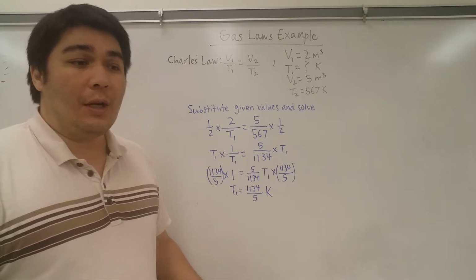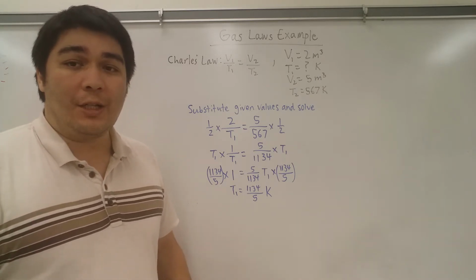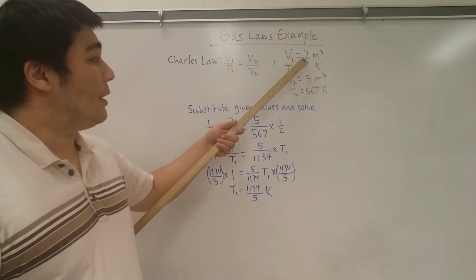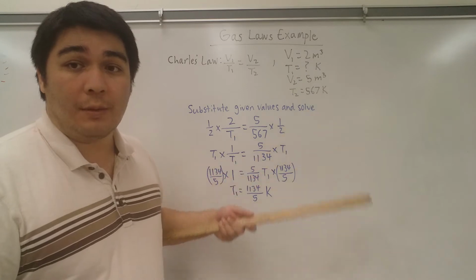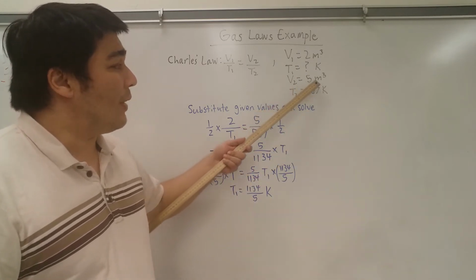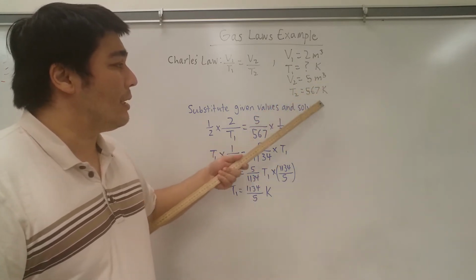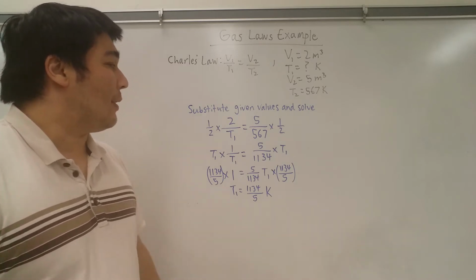So let's go over the given information in number 6, which is V1 is 2 cubic meters, T1 we don't know, so it's a question mark, V2 is 5 cubic meters, and T2 is 567 Kelvin.